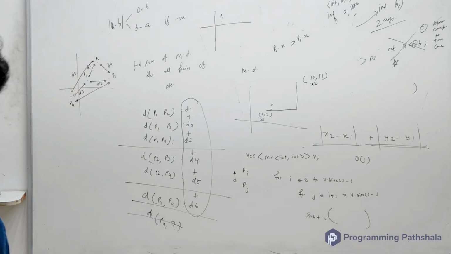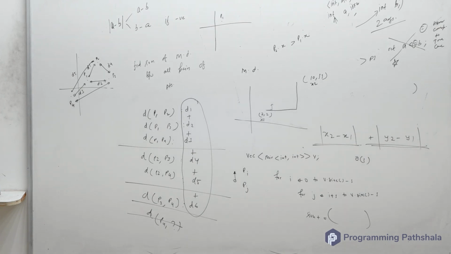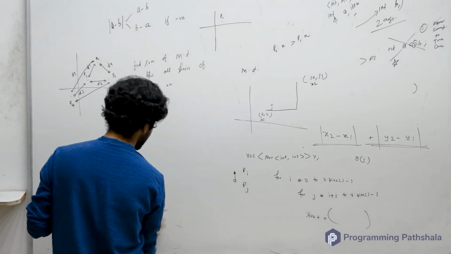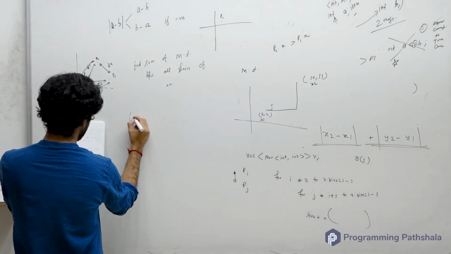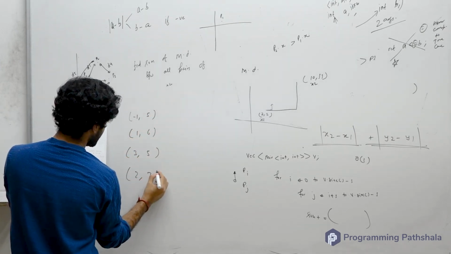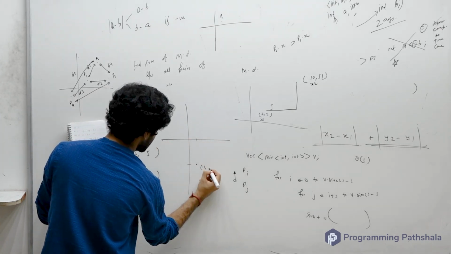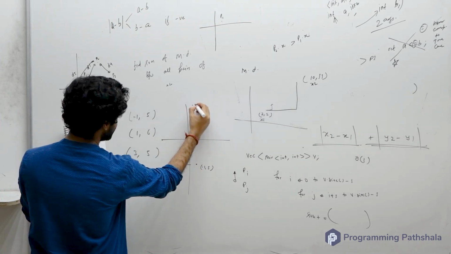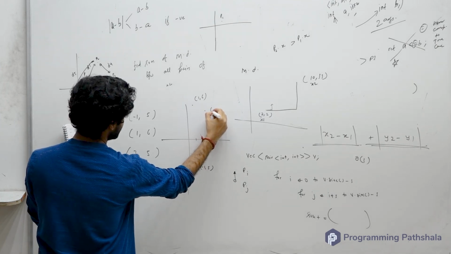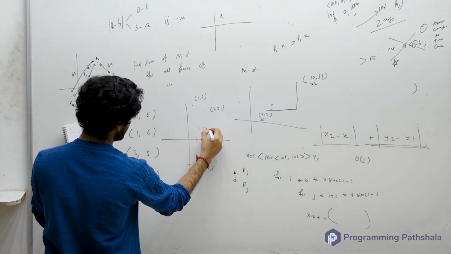Cool. Now let us try to understand one thing. I will give you an example and then just try to understand that. Let's say the points were something like this: minus 1, 5; 1, 6; 3, 5; 2, 3. How will this look? Minus 1, 5 is here. 1, 6 is here. 3, 5. And 2, 3 is here. Okay.